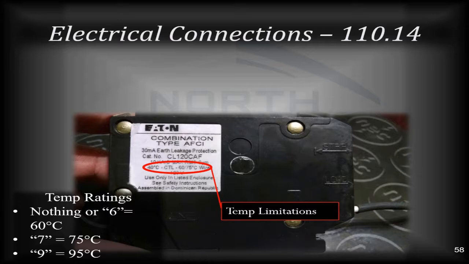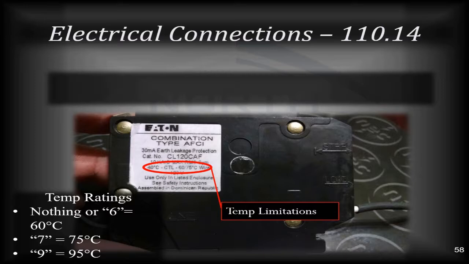If we're talking temperature limitations, generally nothing or a 6 will indicate 60 degrees Celsius, and that would help you size off of the table 310.15(B)(16) for sizing your conductors based on ampacity. And if it has a 7, it's referring to the 75 degrees Celsius column on that chart. And if it's a 9, it would indicate 95 degrees Celsius. So let's look at a couple examples of the different markings that are found on those products.